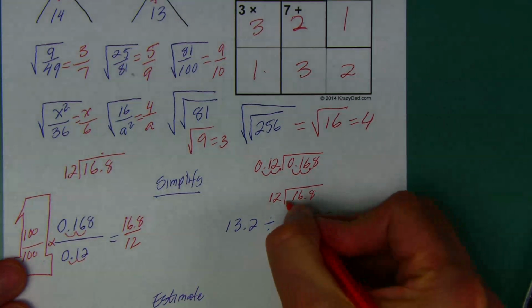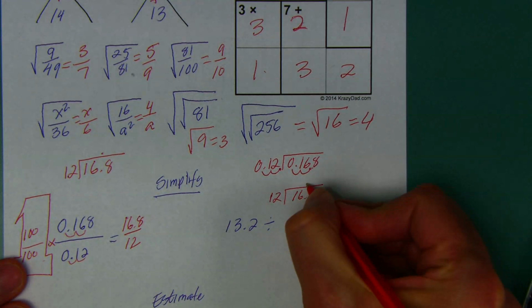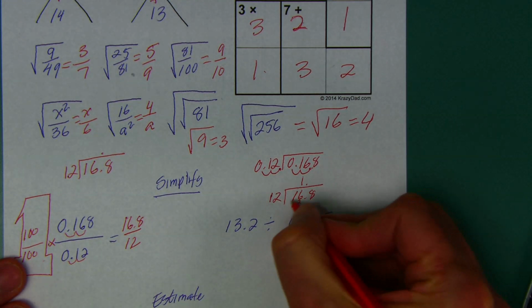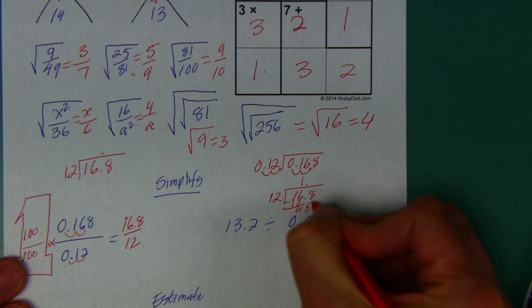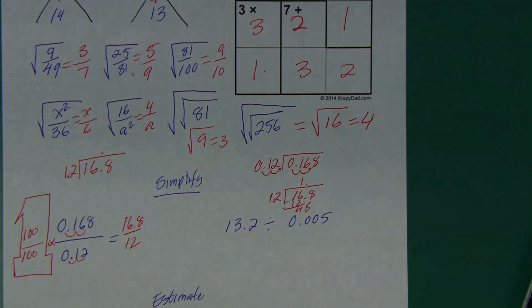All right, so how many times does 12 go into 16? 1 time. 1 times 12 is 12. And then how many times does 12 go into 48?